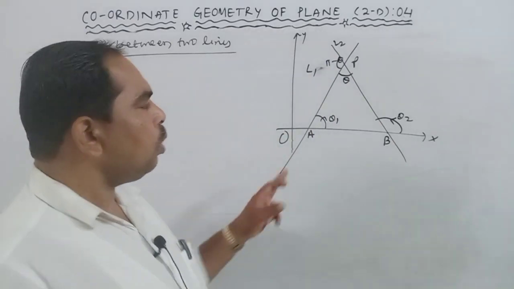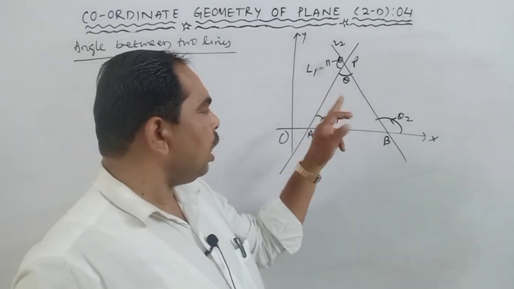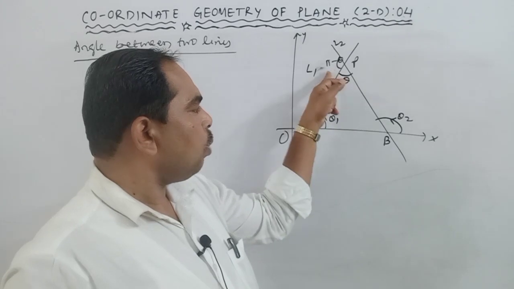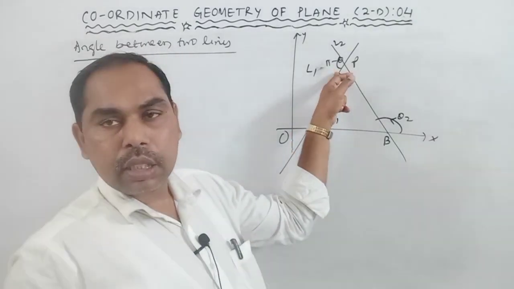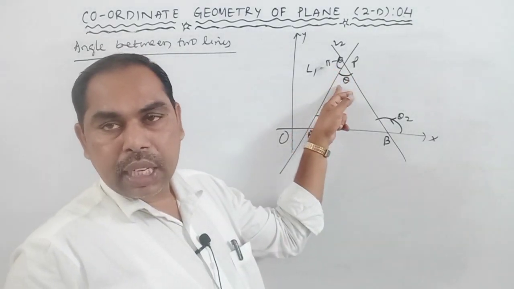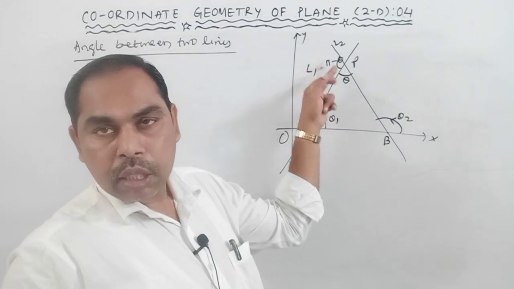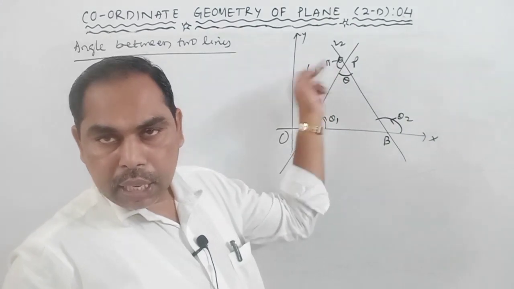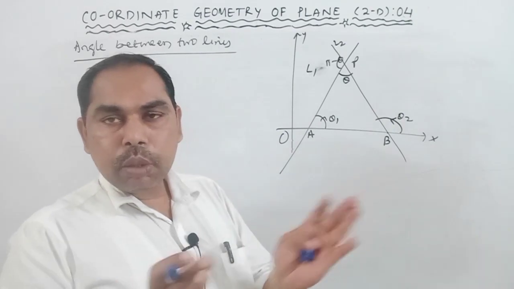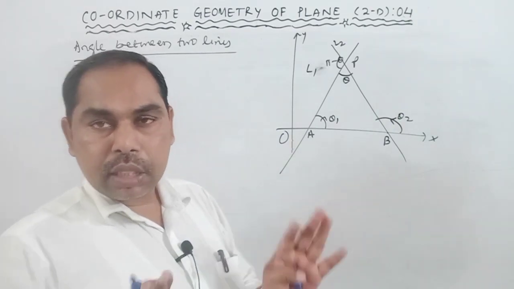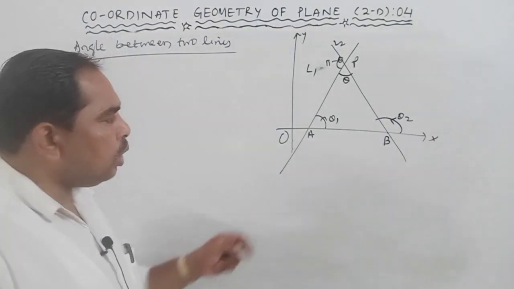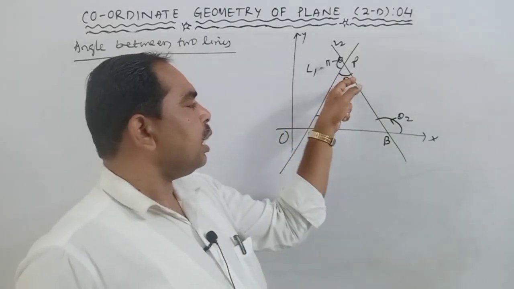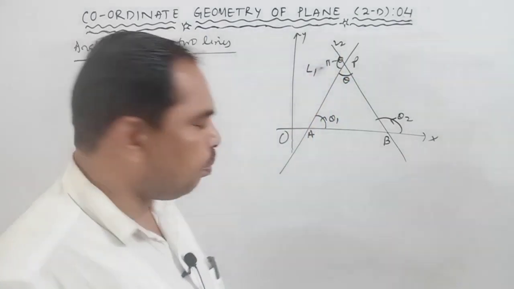The angle between two lines means we get two angles. One is theta and the other is pi minus theta. If one is acute, then the other is obtuse. If the first one is obtuse, then the second one is acute, because their sum is 180, meaning they are supplementary to each other. So we need to find the angle theta or pi minus theta.